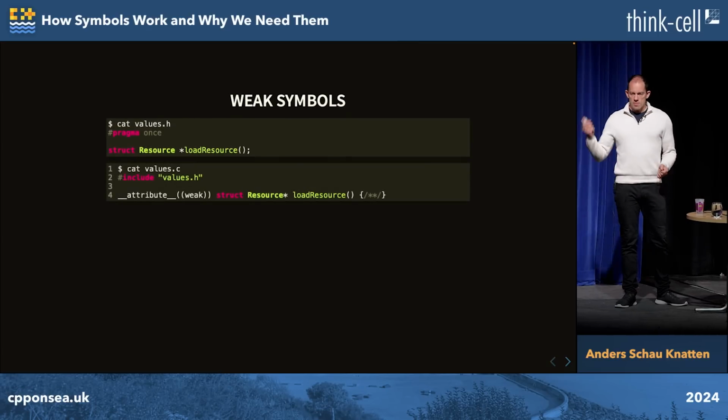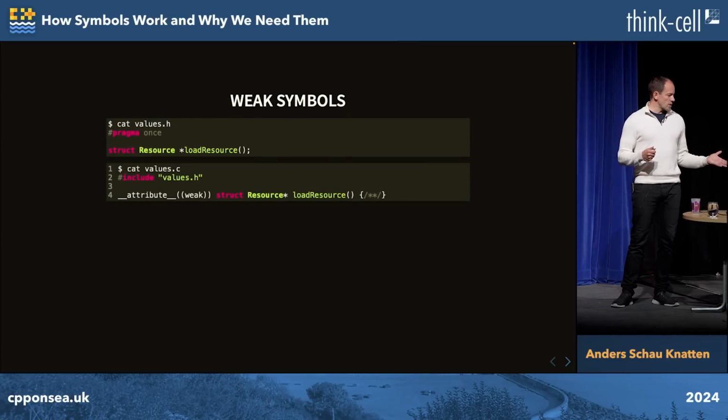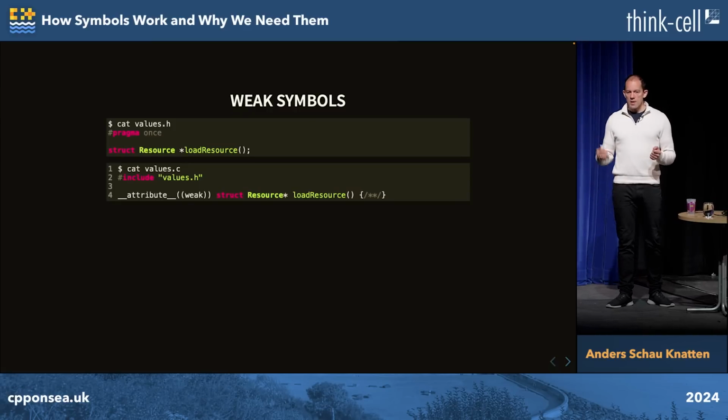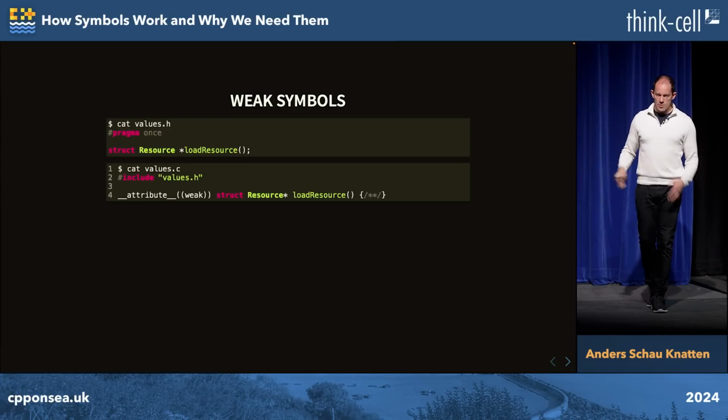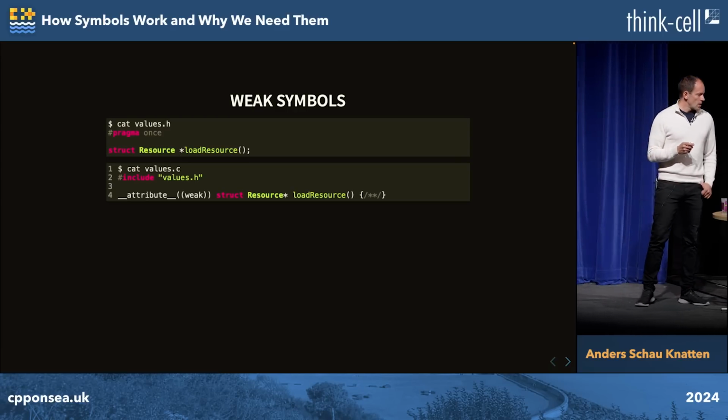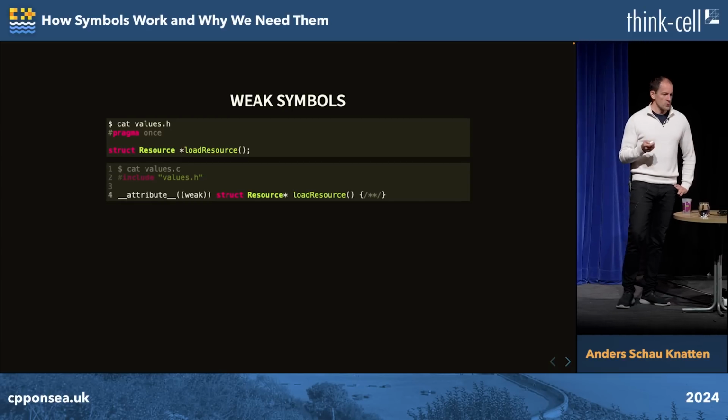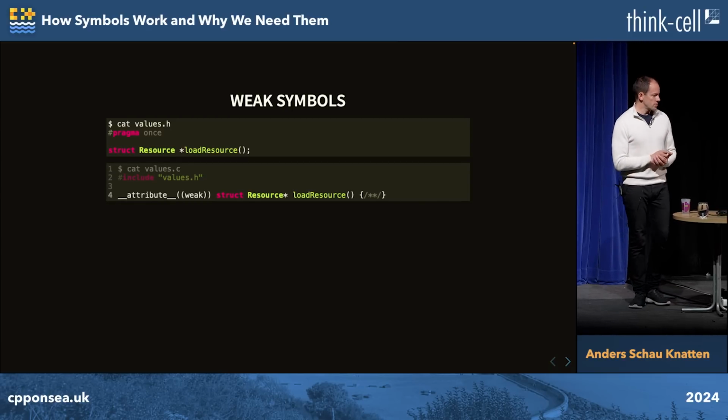And then I can manually mark this as weak. So I can say attribute weak, and then here's my function. Now this will turn into a weak symbol. And now this is not standard C++ anymore. Now we're ELF specific here. But that's a thing we can do. So now this will manually turn into a weak symbol.